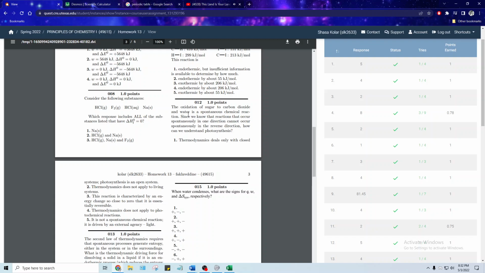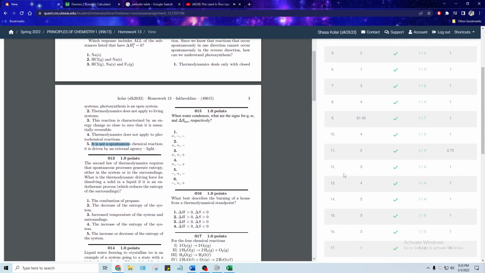Anyway, on to number 12. Oxidation of sugar to carbon dioxide is a spontaneous chemical reaction in one direction. How can we understand photosynthesis? Photosynthesis is creating sugar using water and carbon dioxide, just if you didn't know. It's not spontaneous is the answer.